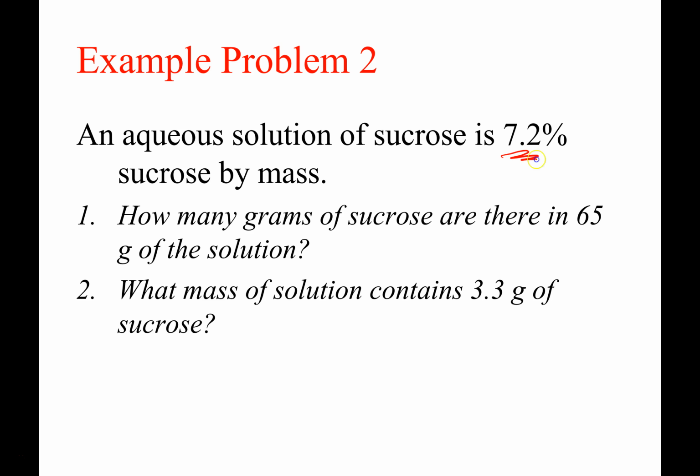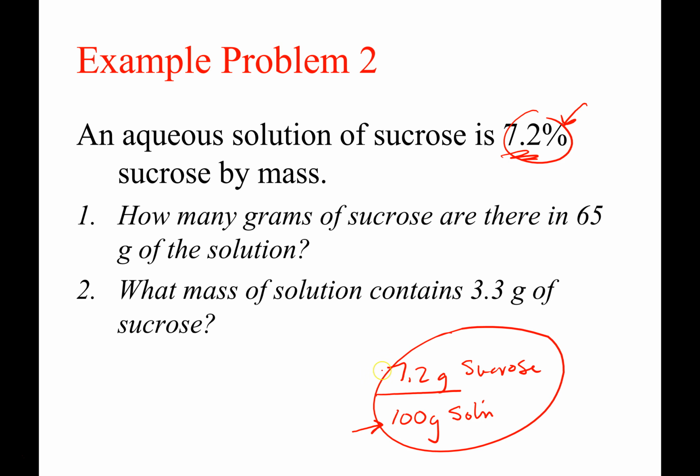Anytime you see percent, notice that's parts per 100. In this case, it's parts per 100 grams of the mixture, and the mixture is the solution. That's exact, that's by definition, that's what percent means. So it's 7.2 grams of sucrose per 100 grams of solution. That's what I mean by unpack.